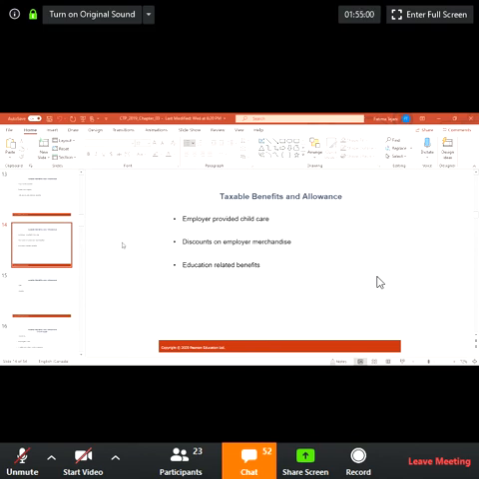However, in a normal situation, if an employer provides an amount to the employee as an educational allowance for the employee's child, it will be included in the employee's income as a taxable benefit. So there are certain different situations which you need to understand.